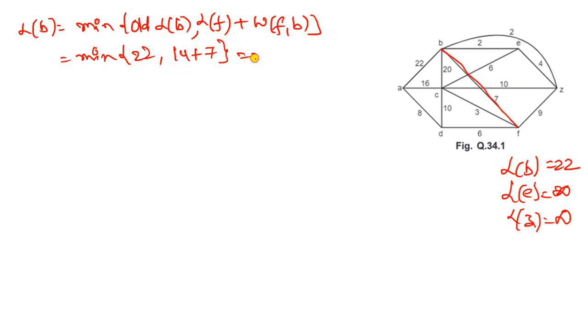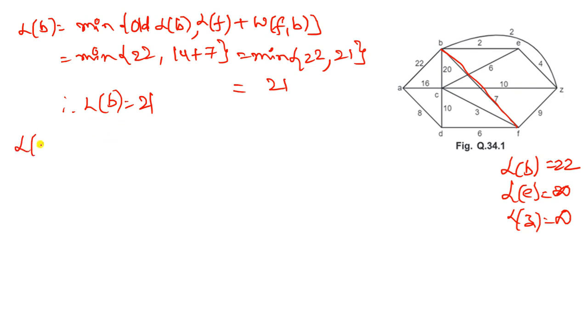So you see here, minimum of 22 comma 14 plus 7. So the answer is here 21. So what is the minimum value? Among 22 and 21, the minimum is 21. So therefore the L of B, length B is equal to 21. So from this step 4 what we have to consider? L of B value was 22. That means after F we have to check whether we have to choose B or E, Z, but still L of B is equal to 21.